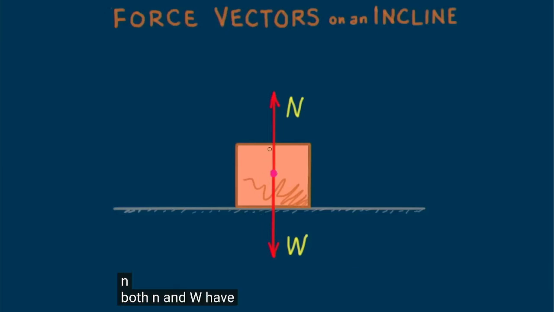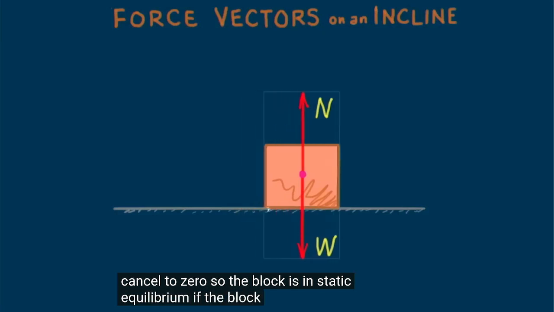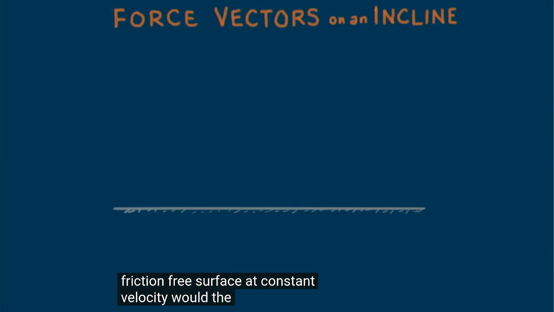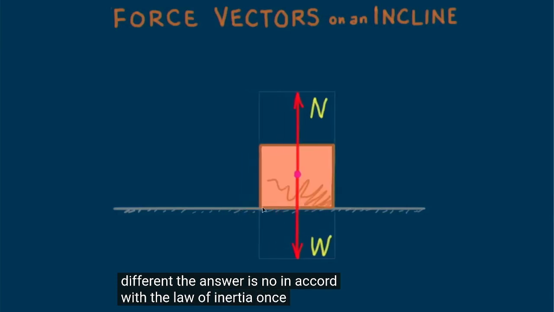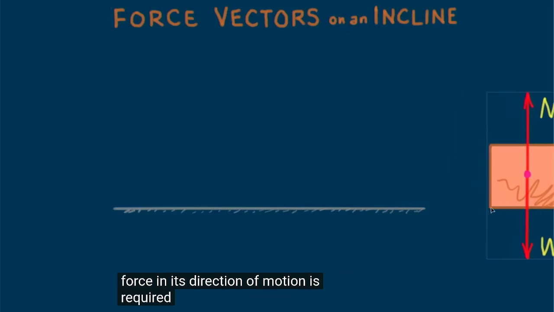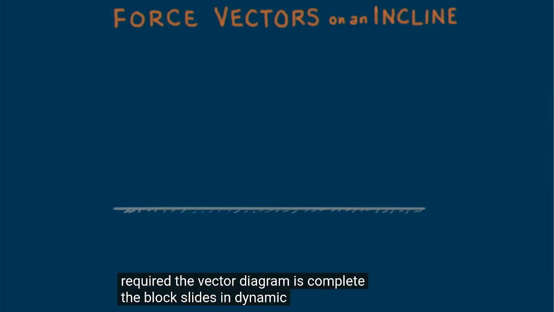Both N and W have the same magnitude and cancel to zero, so the block is in static equilibrium. If the block slides across a friction-free surface at constant velocity, would the vector diagram be different? The answer is no. In accord with the law of inertia, once moving, no force in its direction of motion is required. The vector diagram is complete. The block slides in dynamic equilibrium.